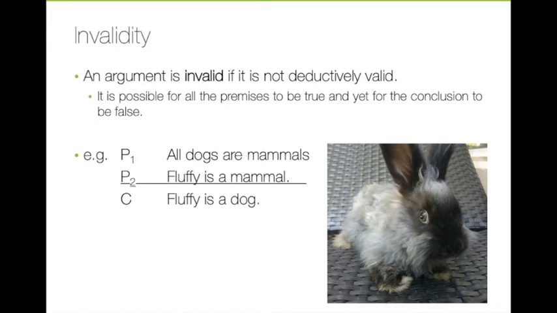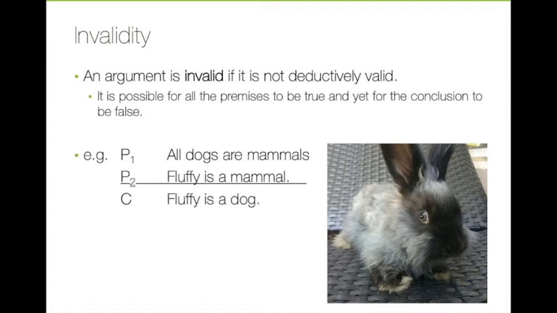So that should be enough to show that Fluffy being a dog doesn't follow from these two premises. All dogs are mammals, and Fluffy is a mammal, and yet Fluffy is a rabbit, not a dog. That means it's possible for us to describe some circumstances that make the premise statements true and the conclusion false.